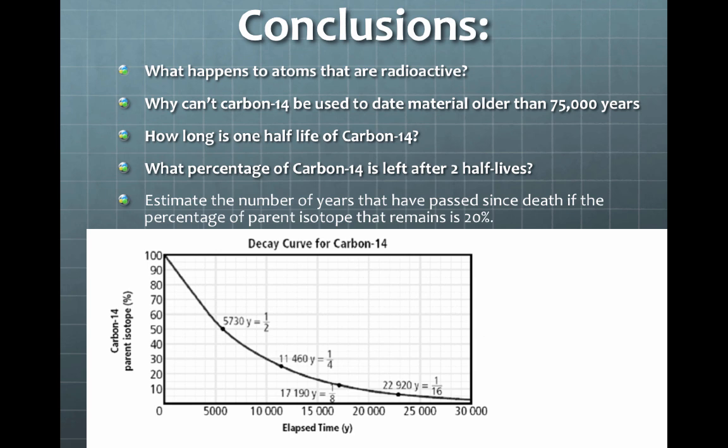The next 3 questions should be based off the graph. A. How long is one half-life of carbon-14? B. What percentage of carbon-14 is left after 2 half-lives? And C. Estimate the number of years that have passed since the death if the percentage of the parent isotope that remains is 20%.